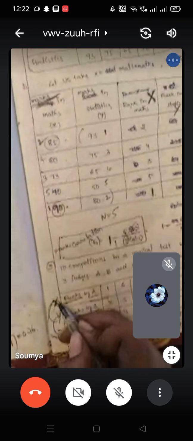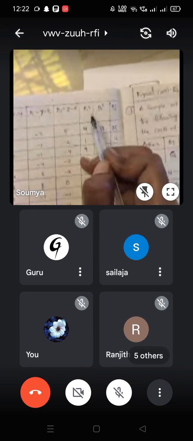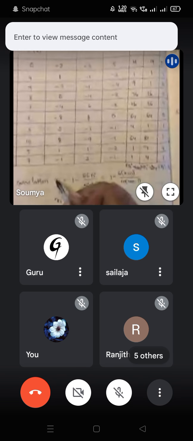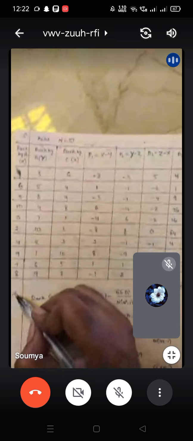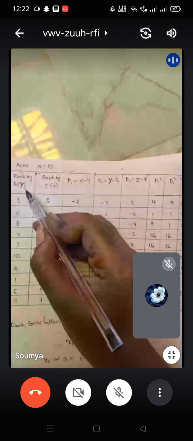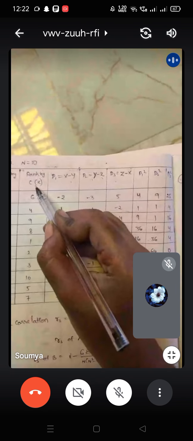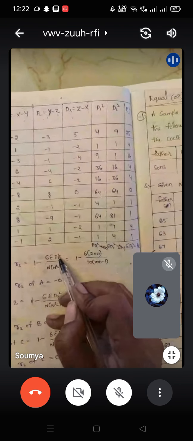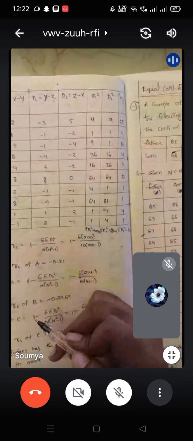x minus y, y minus z, z minus x. So I am taking x minus y, y minus z, z minus x, and denoting these as d1, d2, d3. The formula uses d1 square, d2 square, d3 square. You have to find the rank correlation for A, for B, and for C. So rank correlation Rs equals 1 minus 6 summation d1 square by n into n square minus 1.